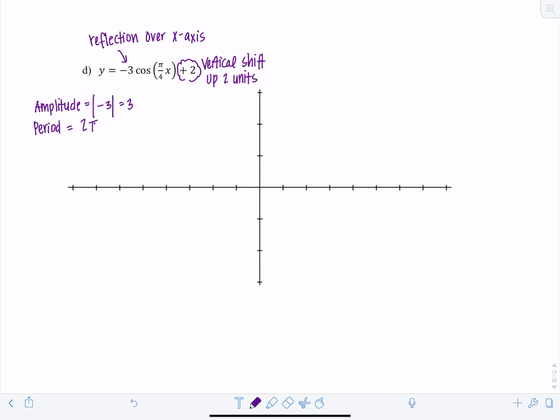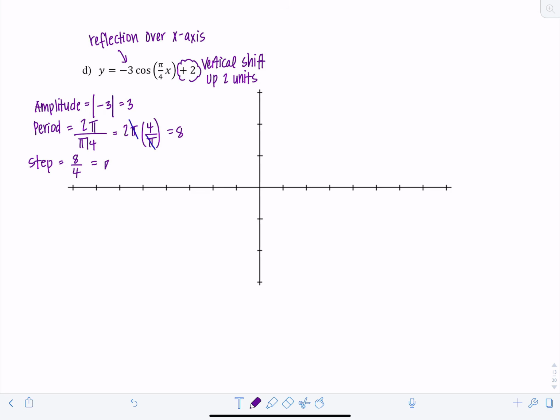The period is 2 pi divided by the coefficient of x, divided by pi over 4. Now watch this. The pi's are going to cancel, right? 2 pi divided by pi over 4. That's 2 pi times 4 over pi. So the pi will cancel, and we're just left with 8, okay? And that means the step, which is the period divided by 4, is going to be 2.